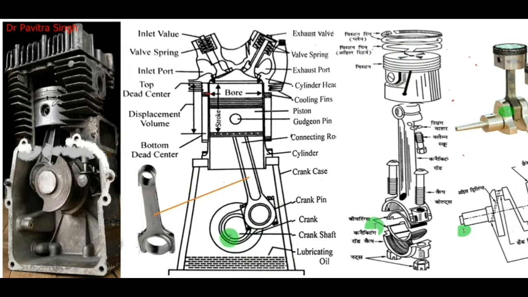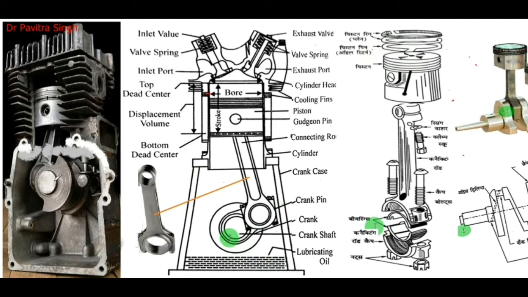reciprocating. You can see the internal part of this engine, and these are the fins to transfer the heat effectively. This piston is connected with the connecting rod by using this gudgeon pin, and the big end of this connecting rod is connected with the crank. This crank is connected with the crankshaft.